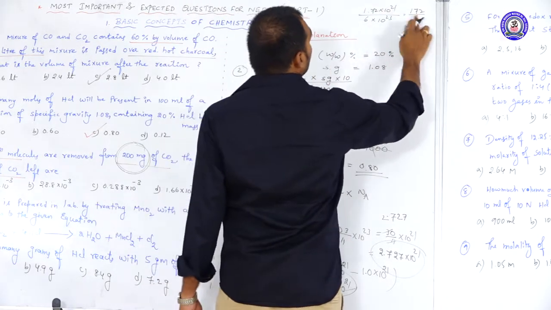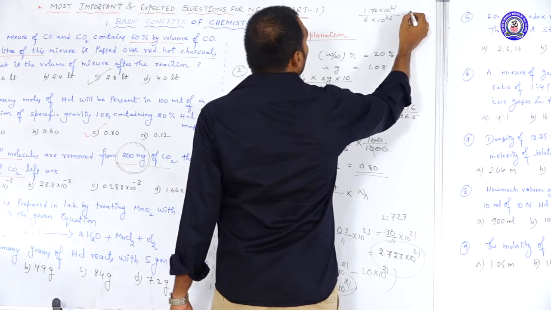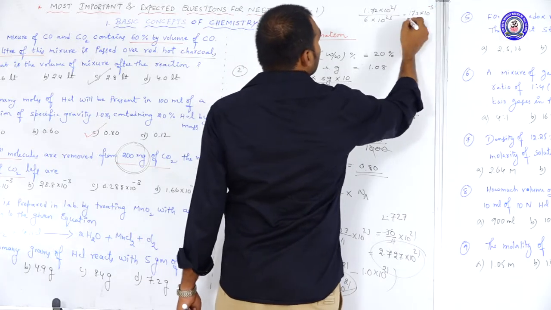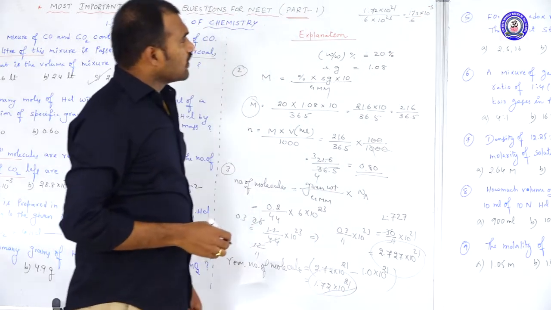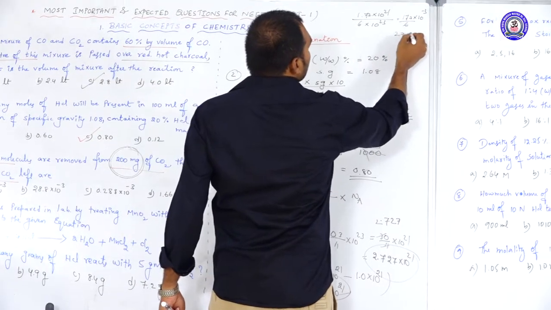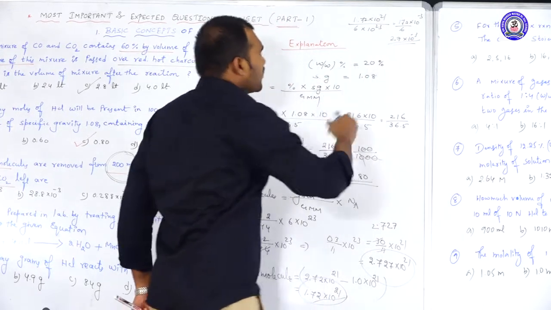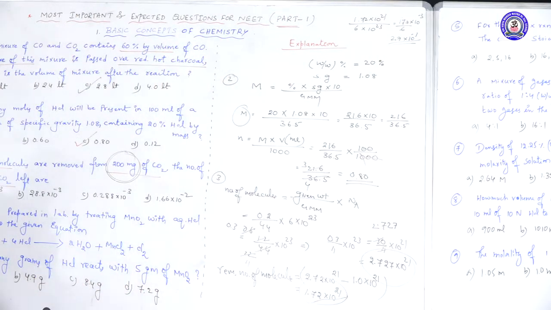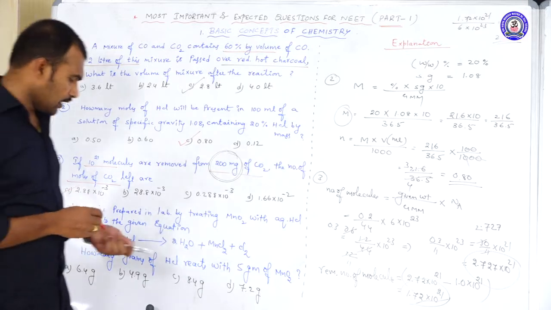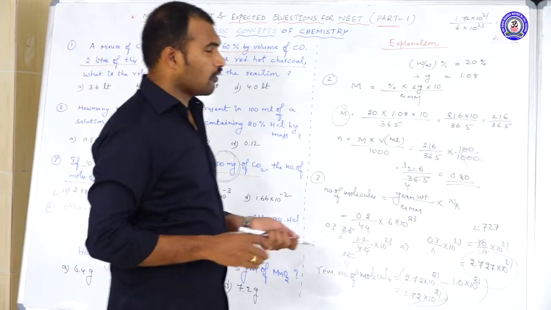sorry, 17.2 into 10 power minus 3 will come. 17.2 by 6 means 6 3s are approximately 2.7, so 2.7 into 10 power minus 3 approximately. So here it will be 2.88 into 10 power minus 3. Approximately, here 10 power minus 3 and this value 2.88. So nearly we will get 2.88 into 10 power minus 3.